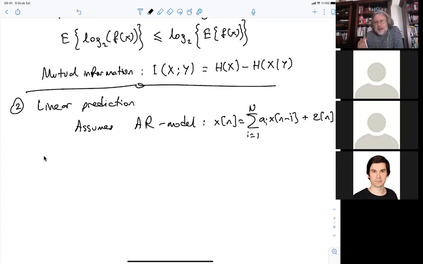It will have smaller variance. It will have smaller energy. The variation of epsilon will be significantly less than the variation of x of n if you can make a successful prediction. So this is the prediction error.